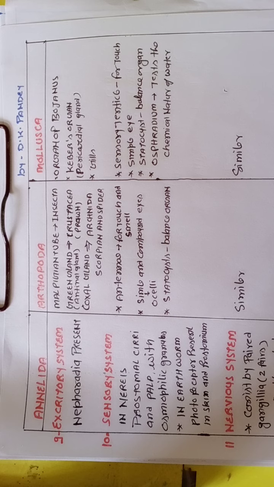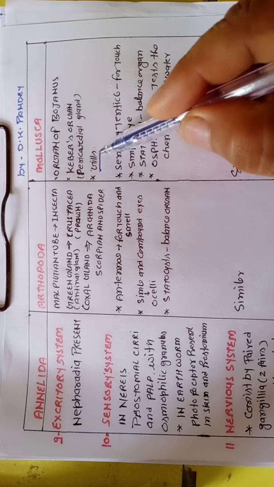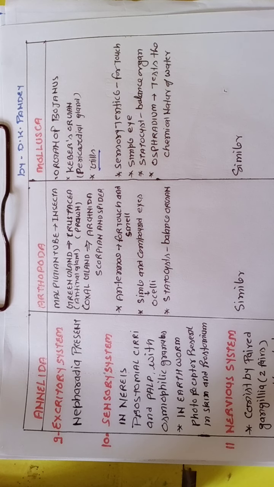After that, in Mollusca, the excretory organs are the organ of Bojanus and, second, Keber's organ. Keber's organ is present near the heart in the pericardium. That's why it is also known as the pericardial gland. So first, organ of Bojanus, second, Keber's organ, and gills. I taught you before that gills are a respiratory organ, but they also help in excretion. That's why it is a unique point here.